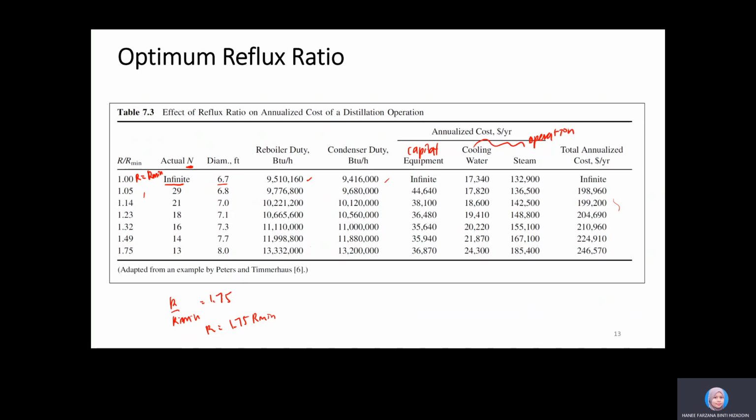Okay, OPEX and CAPEX. So when you try to calculate the total annualized cost, you have to take into account both CAPEX and OPEX. So you can see that the cost is increasing as you increase the reflux ratio. Although you manage to decrease the number of plates, the total annualized cost looks like it's increasing. So we have to find what is the optimum reflux ratio.